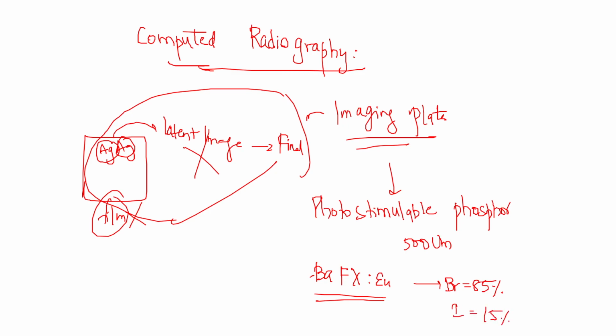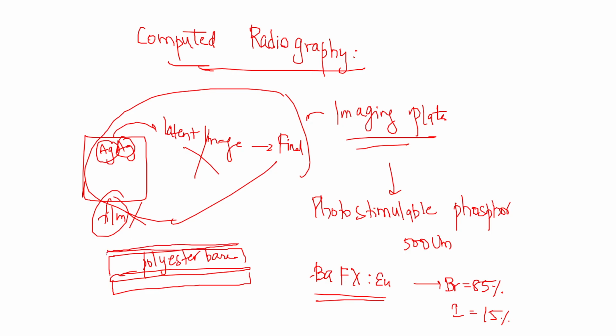These phosphors are present in powder form with a polyester base. To the polyester base the photostimulable phosphors are attached, and a protective surface coat is also present. This phosphor layer may become worn or scratched with time, and if it is, it can result in some artifacts.